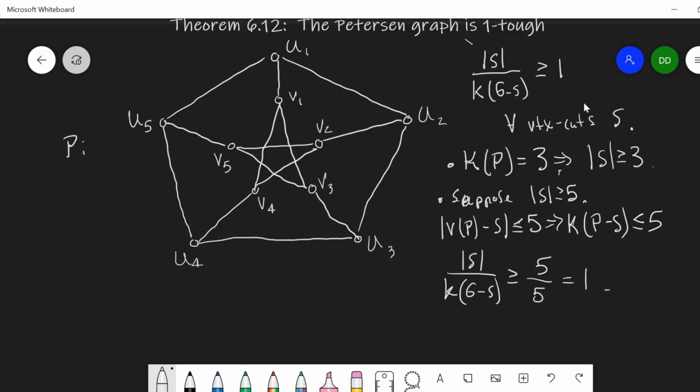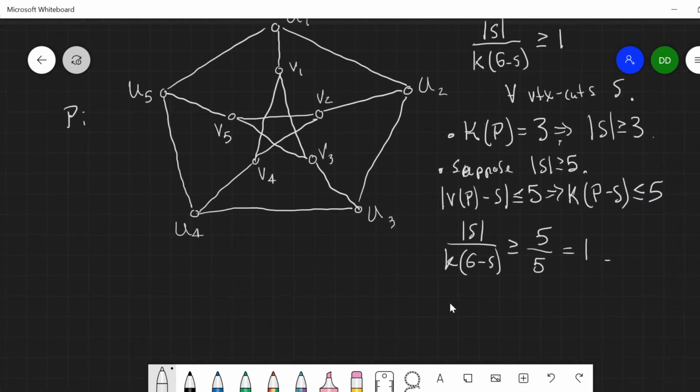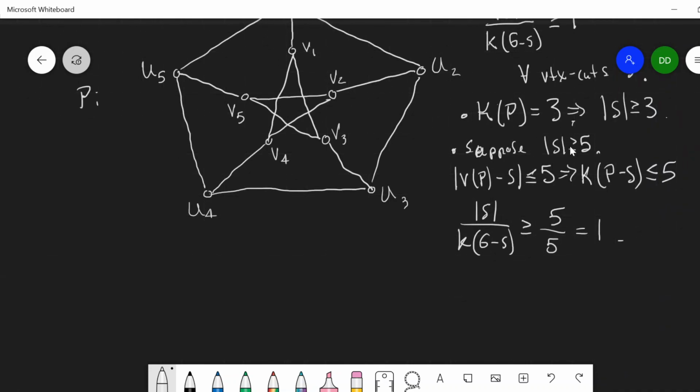So what this is saying is that the cardinality of S has to be at least 3, but if it's at least 5, then automatically, without too much work, we can see that this ratio is 1. And so the only possible issues would be when the cardinality of S is either 3 or 4. So we may assume the cardinality of S is 3 or the cardinality of S is 4.